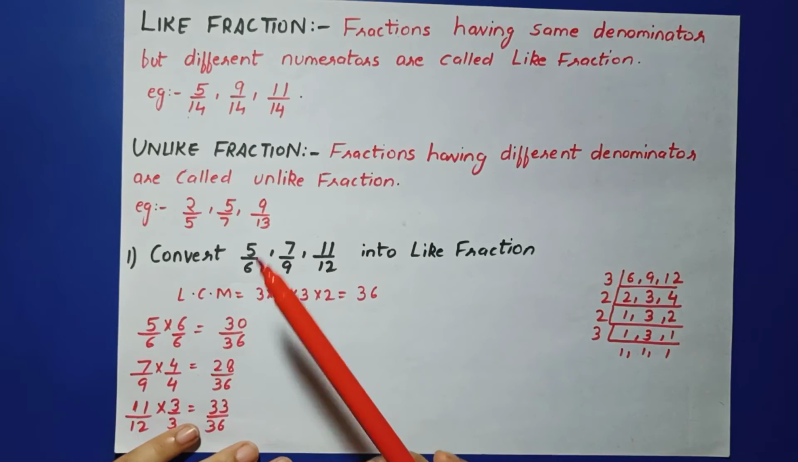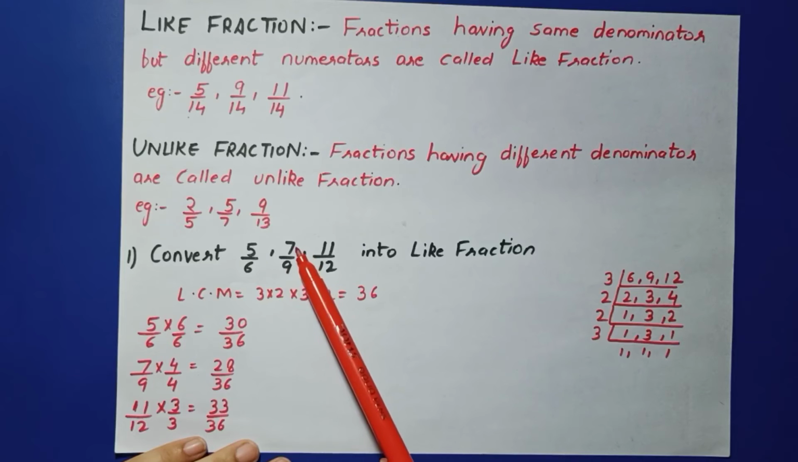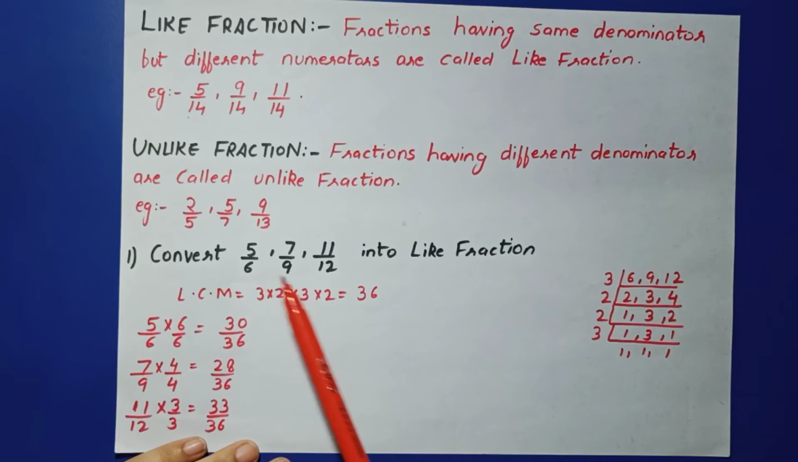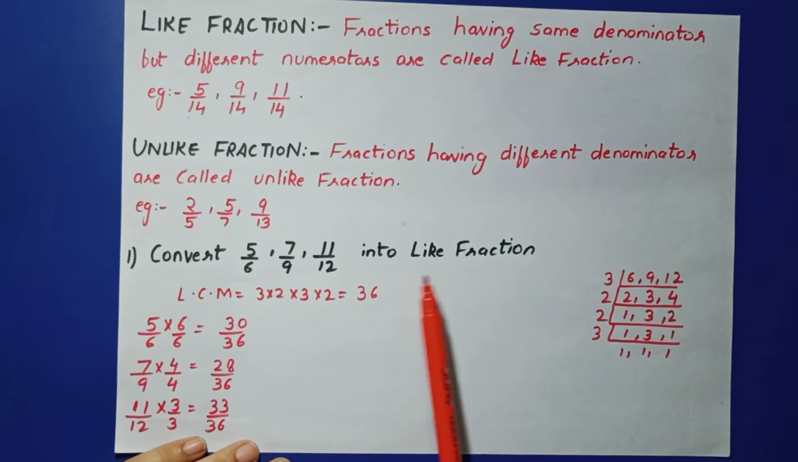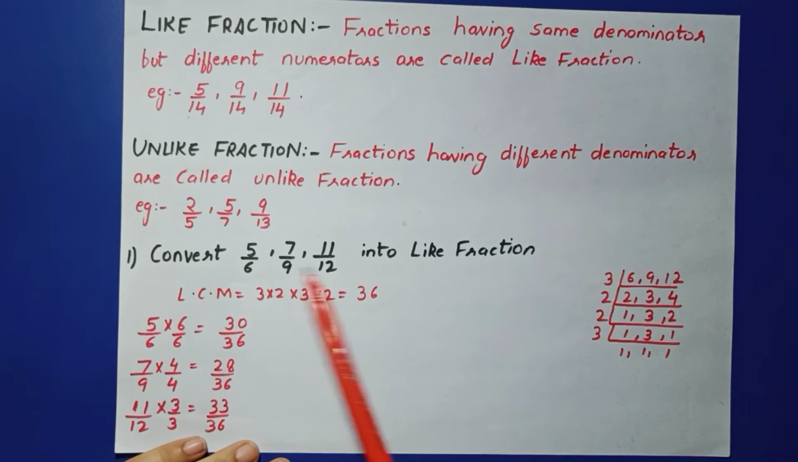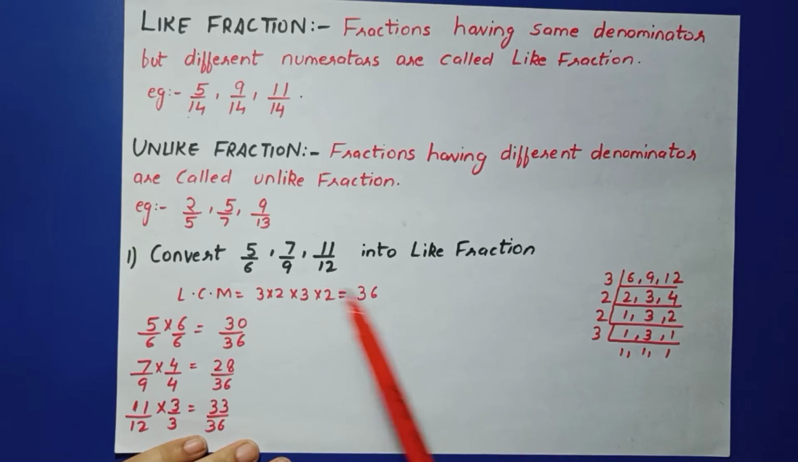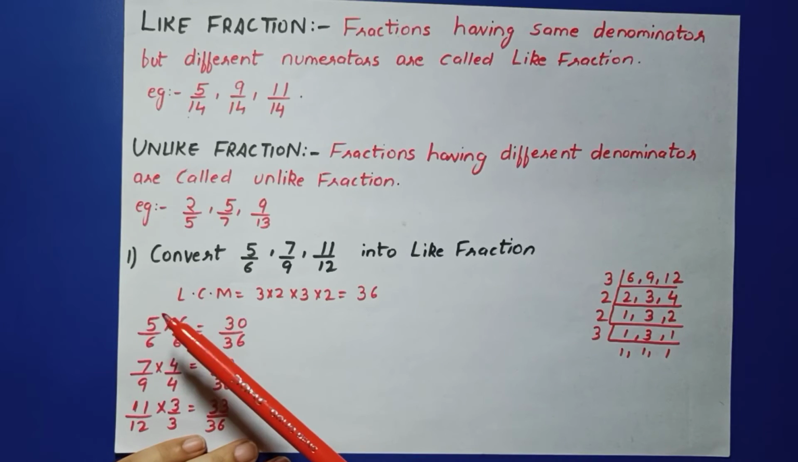Now if we have to convert 5 upon 6, 7 upon 9, 11 upon 12, all the denominators are different. These three are unlike fractions because the denominators are different. So we have to convert these into like fractions.